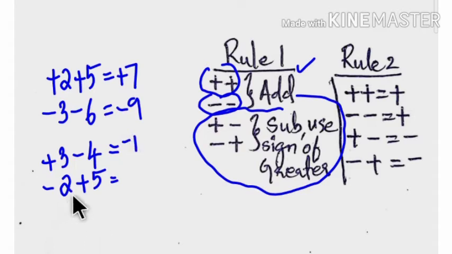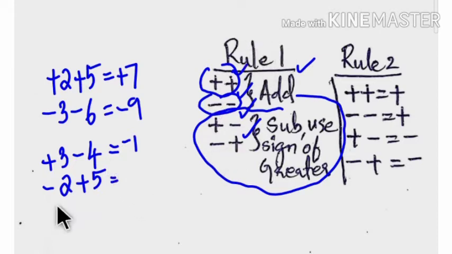Now in the second case, negative 2, positive 5. This is the fourth case in the rule. First case, second case, third case, fourth case. In the fourth case, the signs are different. Negative for the first number and positive for the second number. This is the example for the fourth case in rule 1.